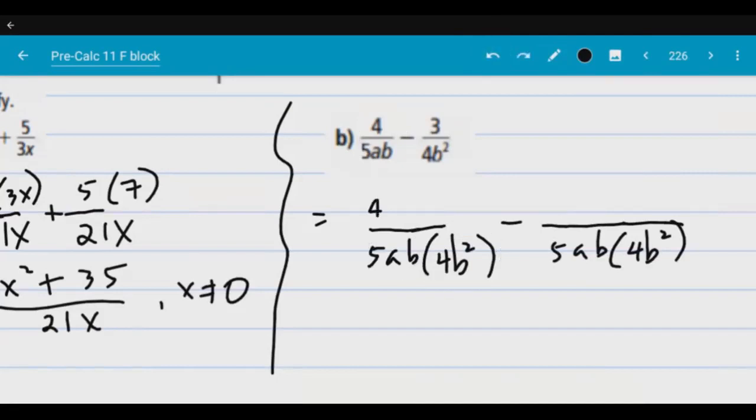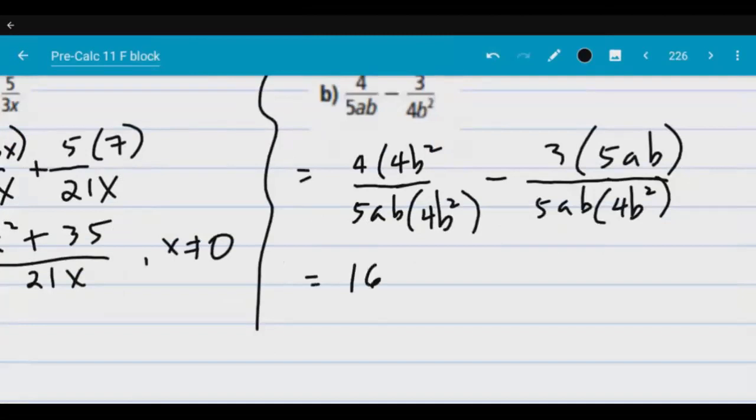For the first fraction, I need to multiply the top by 4b squared. Now in the second fraction, originally it only had 3 over 4b squared. So if this is all I had, and now the denominator is this, that means the numerator has to be multiplied by 5ab as well.